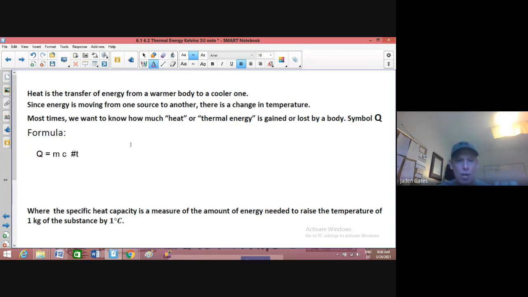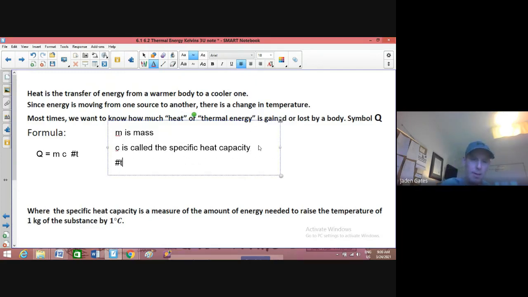So again, M is mass. Now C is called the specific heat capacity. And we're going to get to that because every object holds heat a little bit differently. Some objects hold heat really well and some do not. And this delta T, that's a delta. Delta in math and science always means change. So we have a change, and because we're talking about heat here, it's temperature.